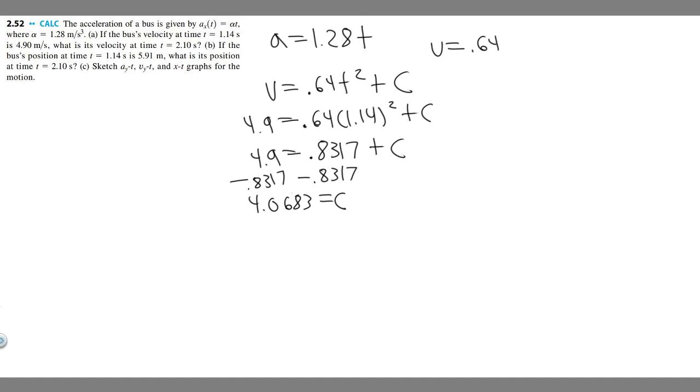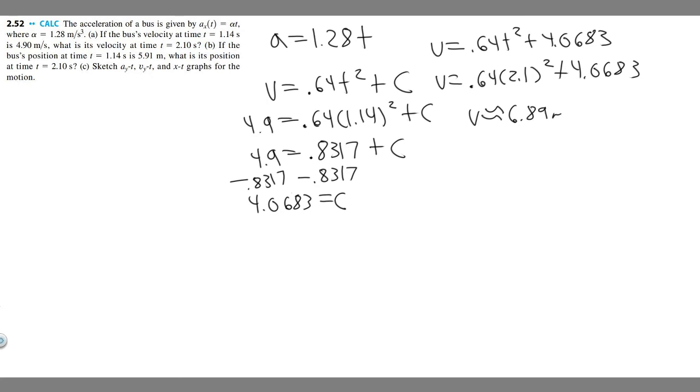So it's going to be 0.64 t squared plus c, which is 4.0683. And so we're trying to solve it at t equals 2.1 seconds, so plug that in. If you go ahead and do this, 0.64 times 2.1 squared plus 4.0683, you'll get about 6.89. So about 6.89 meters per second, because that's the units for velocity. So that's going to be your answer to A. And let's move on to B.